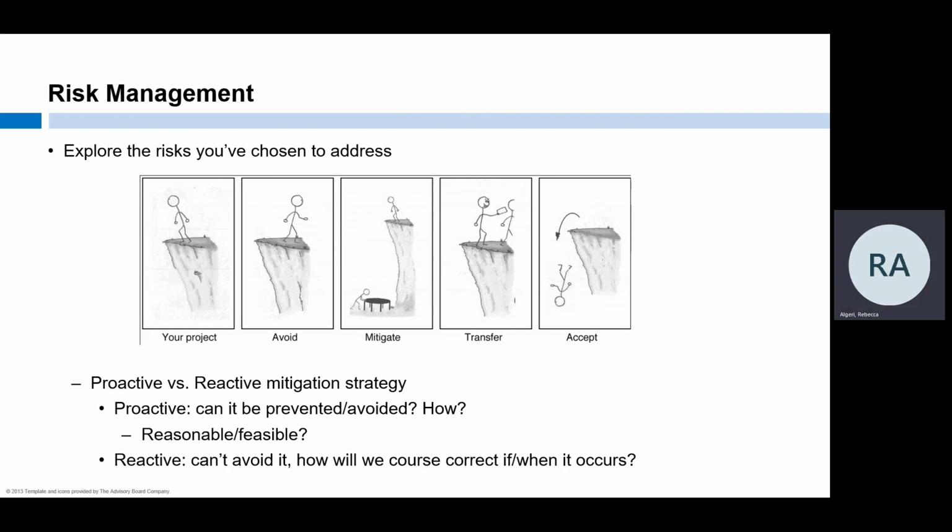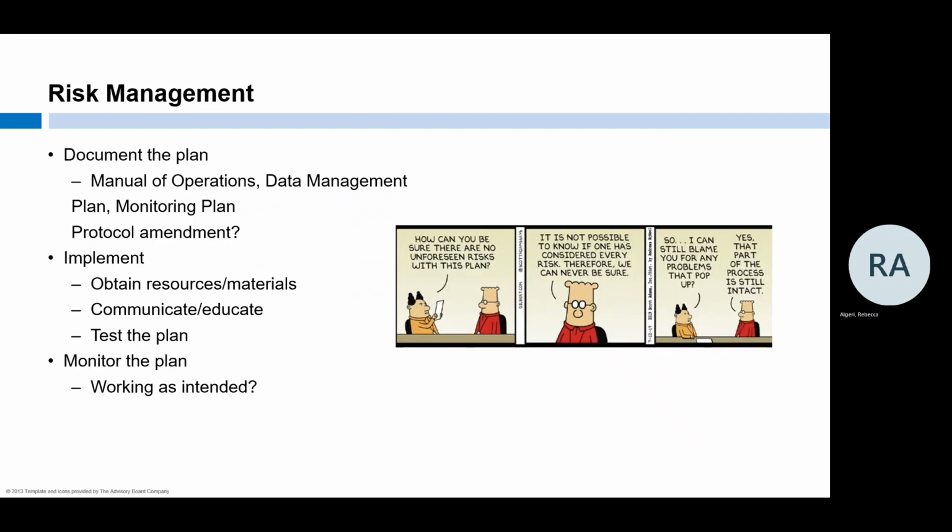There are some risks that we simply can't avoid. We will need to react to them if and when they occur. What we can do is plan for how we will address the issue if it does arise. Developing that action plan now will leave us better prepared to keep a small hole from developing into a crater. If it isn't written down, it won't happen. Be sure to document your management plan in the applicable study documents. This could be any combination of the Manual of Operations, Data Management, and Monitoring Plan.